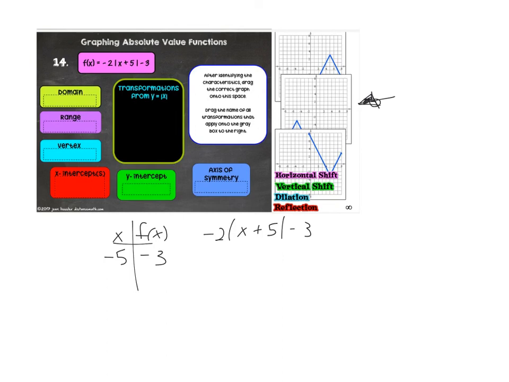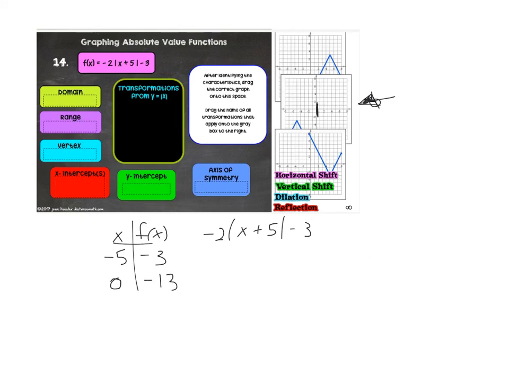We'll see if I can answer all the questions without seeing it. If you wanted to double check it, you could throw in another number. I am going to put in 0, because if I know my x value is 0, I can tell where it crosses. That'll be one of my y-intercepts. So 0 plus 5 is 5. Absolute value of 5 is 5. 5 times negative 2 is negative 10. Negative 10 minus 3 is negative 13.